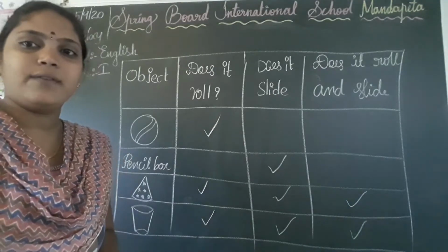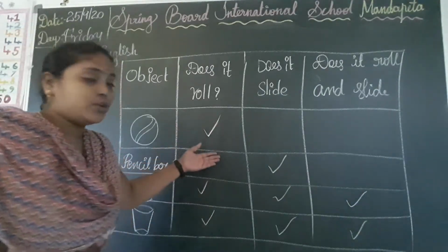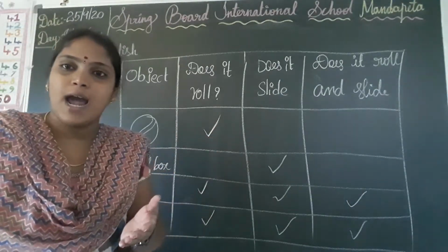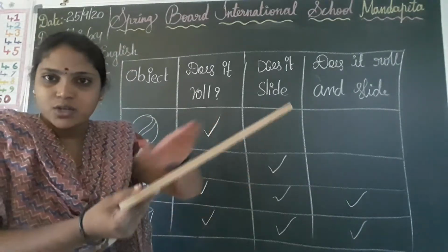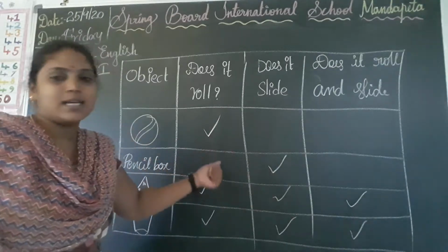Okay children, now everyone do this activity with your hands. Okay. You have to check. Take these objects and place them on a slope and check whether they roll or slide.